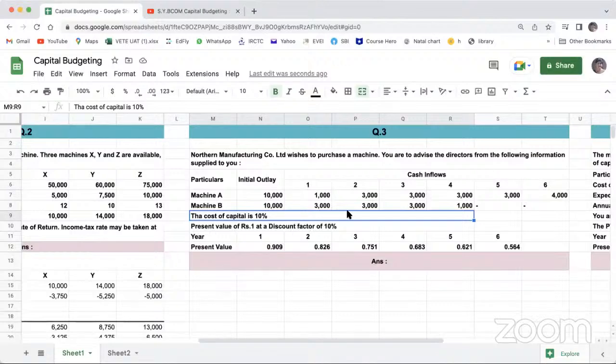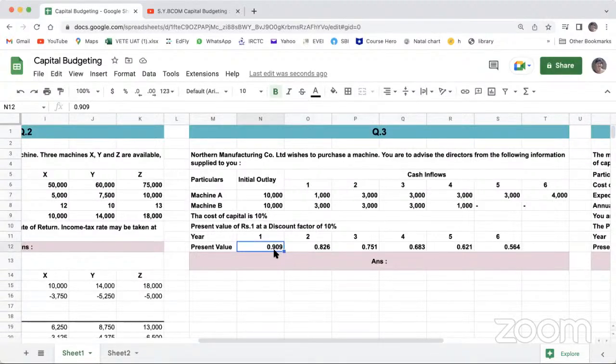The cost of capital is given to you as 10%, and you have been given a new additional piece of information, that is the present value of ₹1 at a discount factor of 10%, right? And the discount factor is mentioned here below. Clear? So how we are going to use this is the major task. You don't know yet what it is, right? Do you know it? How many of you know it? What is NPV?